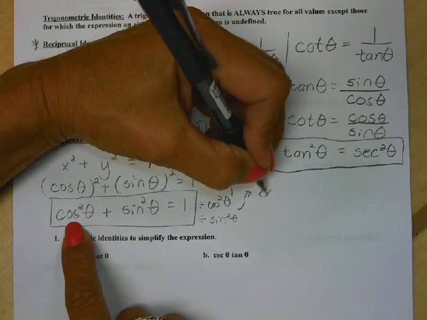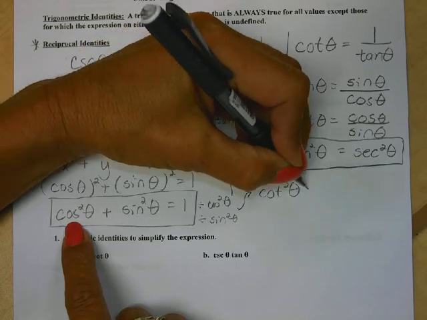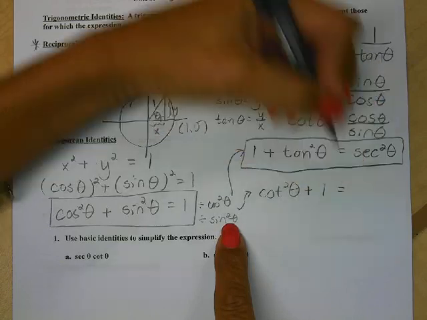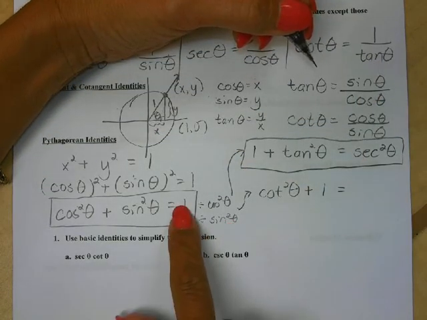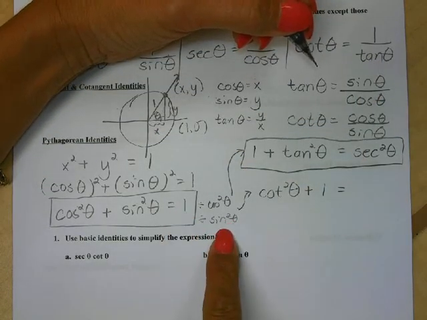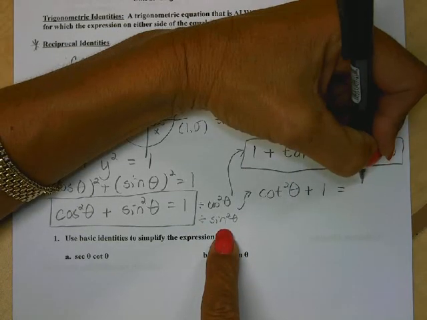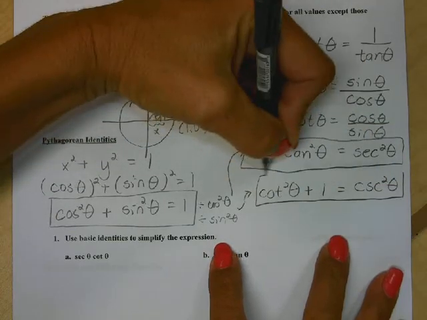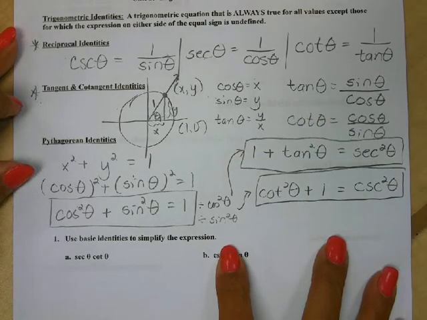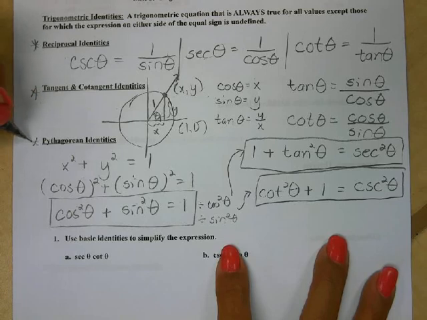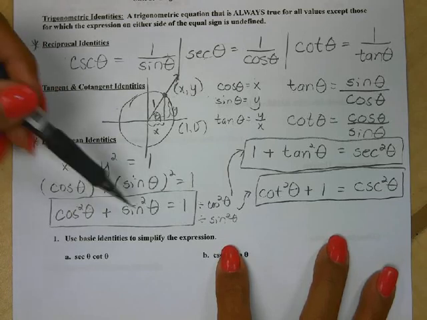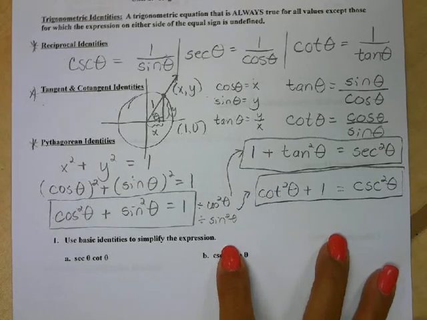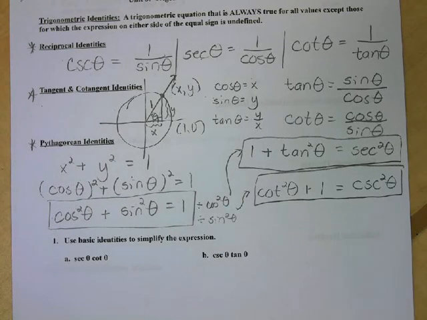So if I divide this term by sine squared, cosine squared divided by sine squared will become cotangent squared of theta. Sine squared divided by sine squared will become 1. And 1 divided by sine squared will be 1 over sine squared, which can be rewritten as cosecant squared of the angle. So these are our 3 Pythagorean identities. The word identity, once again, means that regardless of input, this will always be a true statement.